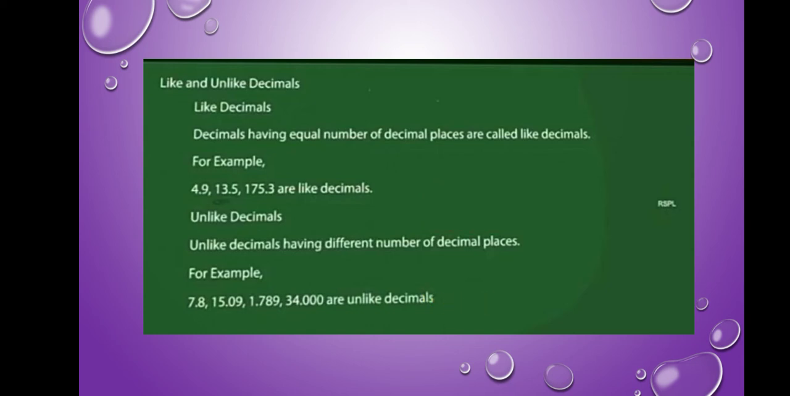Unlike decimals have a different number of decimal places. The example here we have is 7.8, 15.09, 1.789, etcetera. Here in the first number we have only 8 after the point, that is one digit, and then the next number has 2 digits, then 3 digits, etcetera. Therefore, these are unlike decimals.